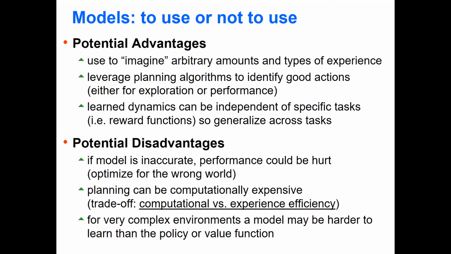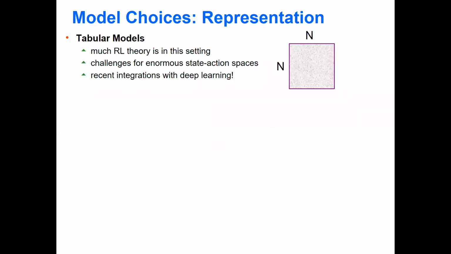Whereas if you have a model, you can do a lot of stuff without new data by just churning on a planning algorithm or doing some other type of simulation in the algorithm itself. For very complex environments, a model may be harder to learn than the policy or value function. This you can imagine. This seemed to be the case for things like Atari early on. I think we're learning how to maybe reverse this, but we'll see as we move ahead.